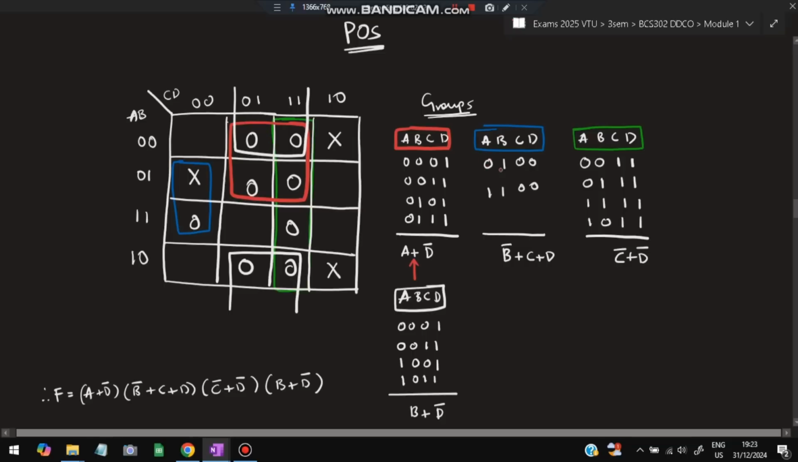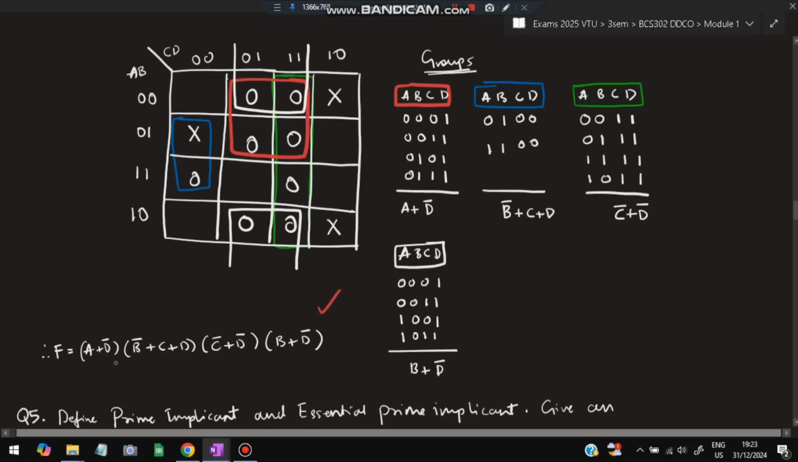So see, this is not common here, this is common, so it will be b bar, and c plus d. Okay, so c and d will be as such, and plus will be there in between. Like that we have to form for all the 4, and we'll have to write it in this form, product of sums. See, this is a product, right? Product of what? Sums. Got my point?